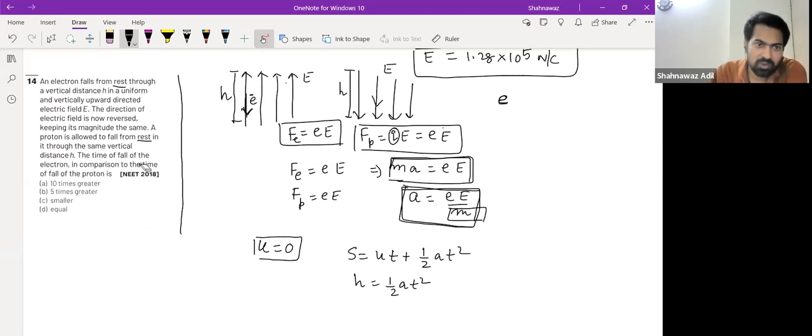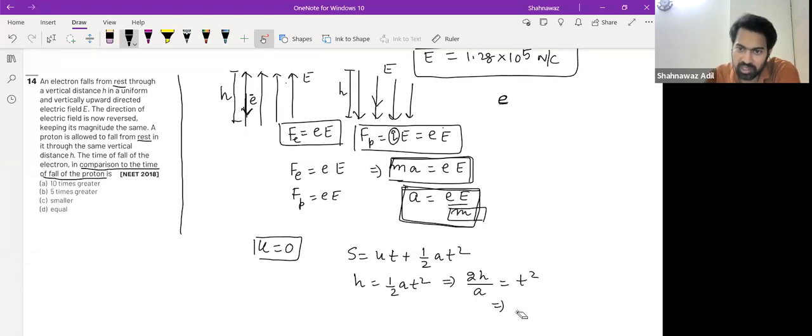So we need to find the comparison of the time of fall. So we need to find the time. From here we can calculate that t squared is 2h by a. Right, guys? So what is the value of a here? a is eE by m. So t squared is 2hm by eE. Right, guys?